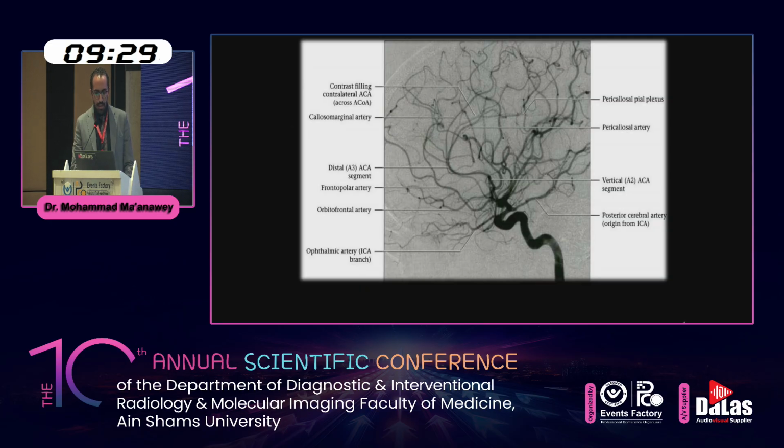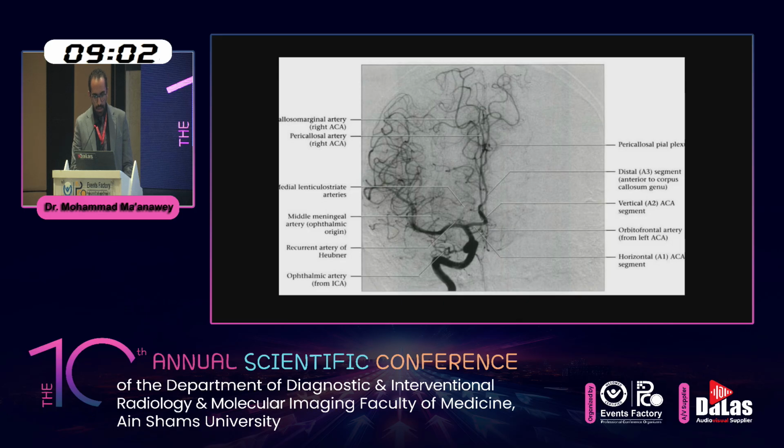Here we can see a lateral projection from an ICA injection. We can see the vertical segment by arrows here, and then we can see the distal A3 segment and the cortical segment. The 2 important branches are the precallosal artery and pericallosal arteries. Sometimes we have some aneurysm at this bifurcation, so we need to identify the anatomy of these arteries. At AP projection, we can see the anatomy: horizontal segment, vertical segment here, and the distal cortical segments.